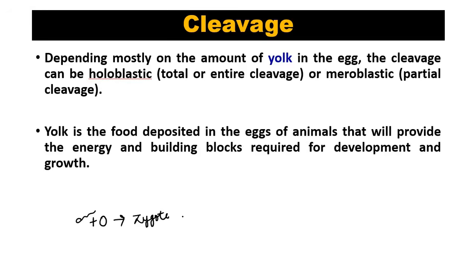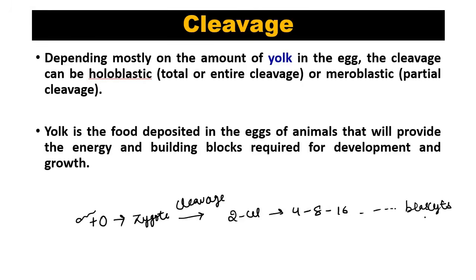Okay, and this zygote is going to undergo the cleavage process, in which there will be the formation of a 2-cell stage, then 4, then 8, then 16, and so on, and finally it is going to result in the blastocyst stage, where after the formation of the blastocyst, it is going to implant itself into the uterus of the female, right? So right now we are only interested in this stage, that is the cleavage stage.